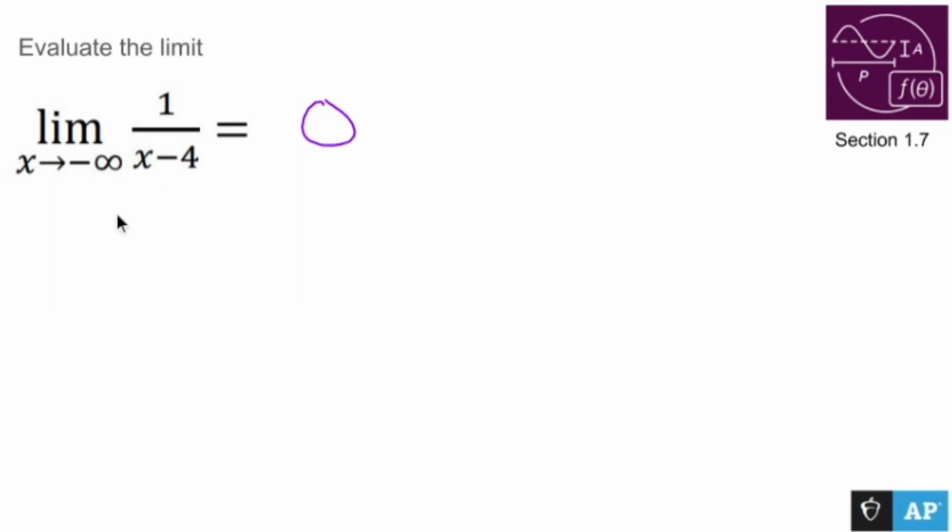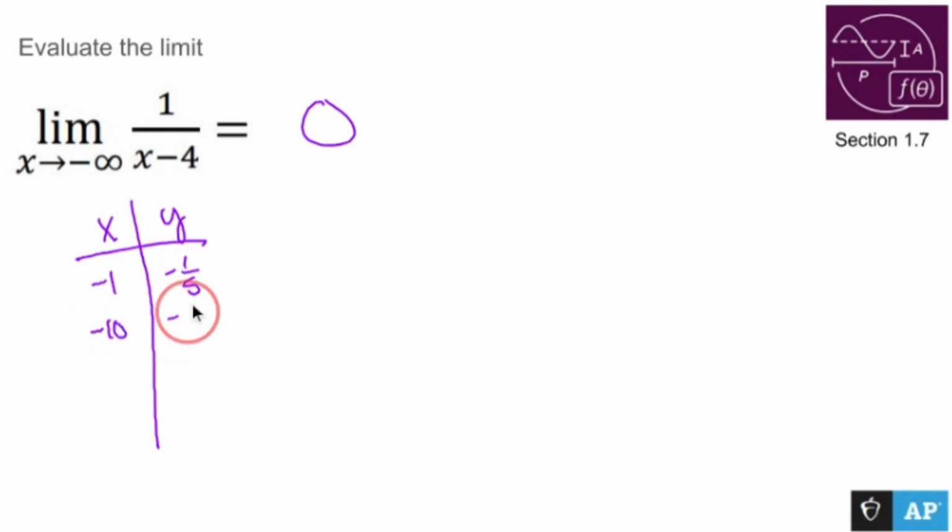Why? Well, let's use common sense, okay? And again, this could be either infinity. All right, if I were to plug in like -1, I'd get 1 over -1/5. Great. If I were to plug in -10, I'd get 1 over -1/14, a much smaller number. If I were to plug in 100, I would get 1 over regular 104. So these numbers are getting smaller, and they're giving me numbers awfully close to 0.